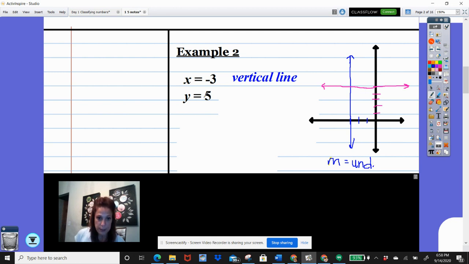Now your y equals 5. I'm going to look on my y-axis now. And from 0, 0, 1, 2, 3, 4, 5, that's a horizontal line. And whenever it's horizontal, it has a slope of 0. There's no hills. You're not going up or down. So this one has m equals 0.